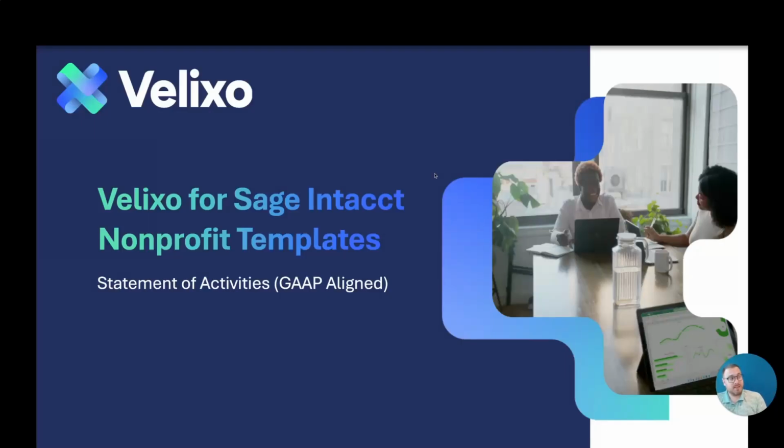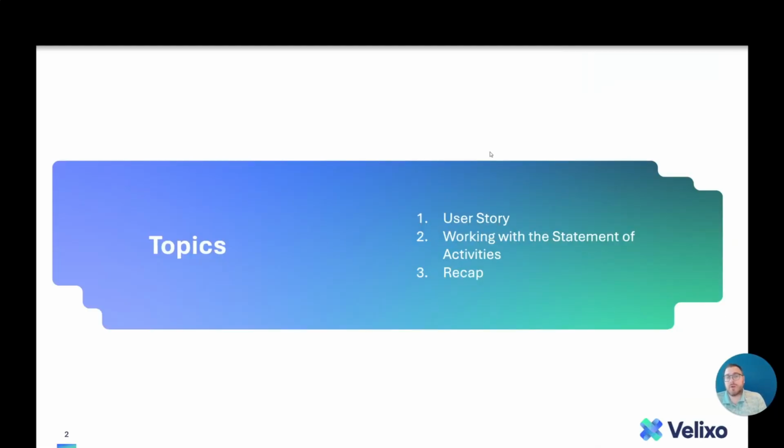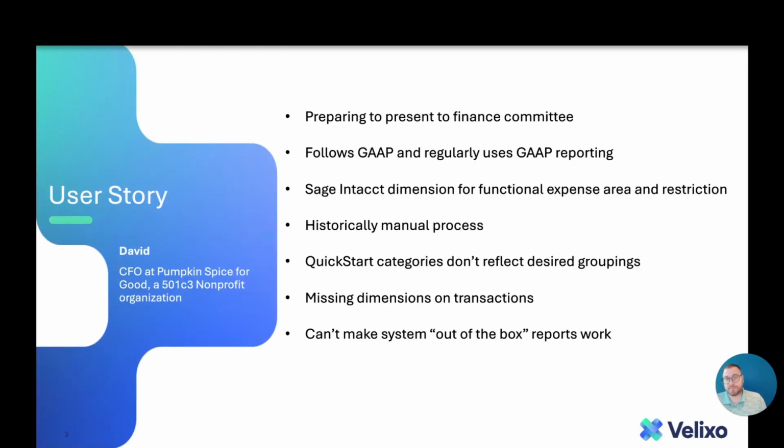Today, we're going to highlight the statement of activities. This is one of the pre-built templates in the Velixo for Sage Intacct nonprofit solution. The way we're going to do that is we're going to go through a user story, working with the statement of activities and a recap of what we saw.